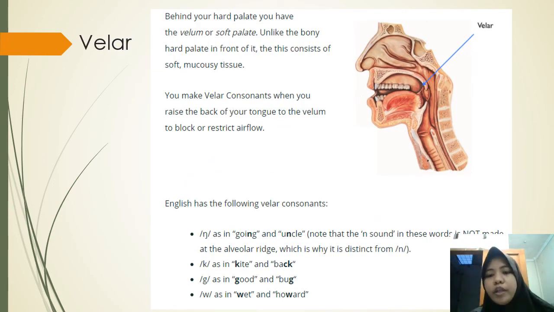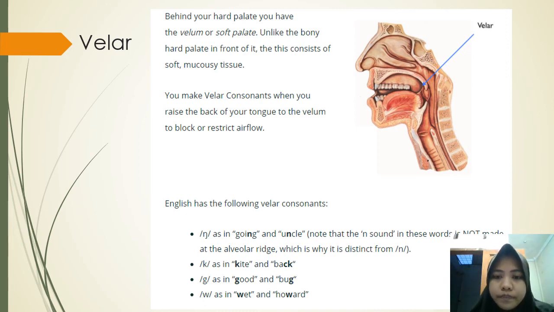The next one is velar. Velar refers to the very back part of the mouth, and we make velar consonants by raising the back part of the tongue here to the velum. There are several sounds that are produced at the velum. There is k and w. You raise the back part of the tongue to the velum, and the sounds are called velar.